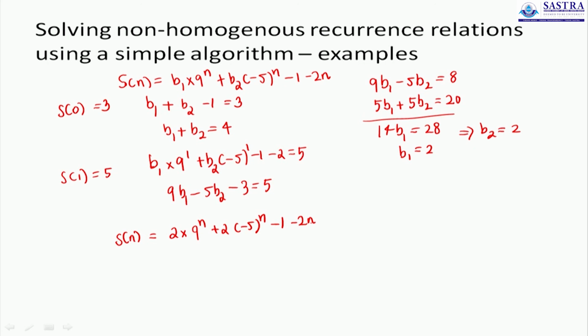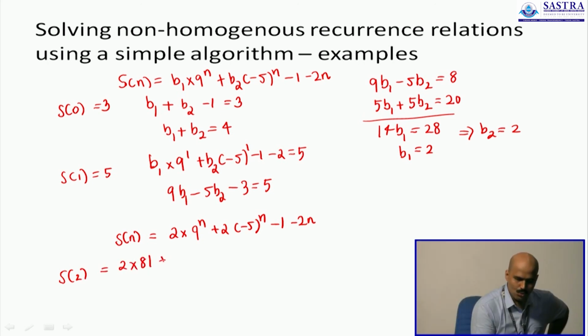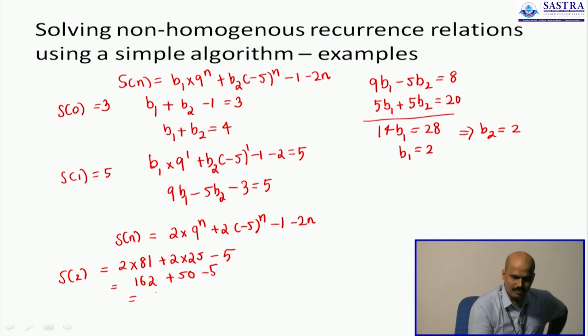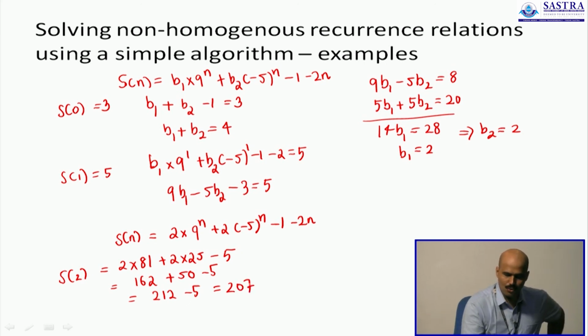S of 2 from the answer is 2 times 9 square, 2 times 81, plus 2 times 5 square, that is 2 times 25, minus 1 minus 4, which is minus 5. Therefore it is 162 plus 50 minus 5. 162 and 50 give us 212. 212 minus 5 is 207. This is the answer that we get from the solution we obtained.